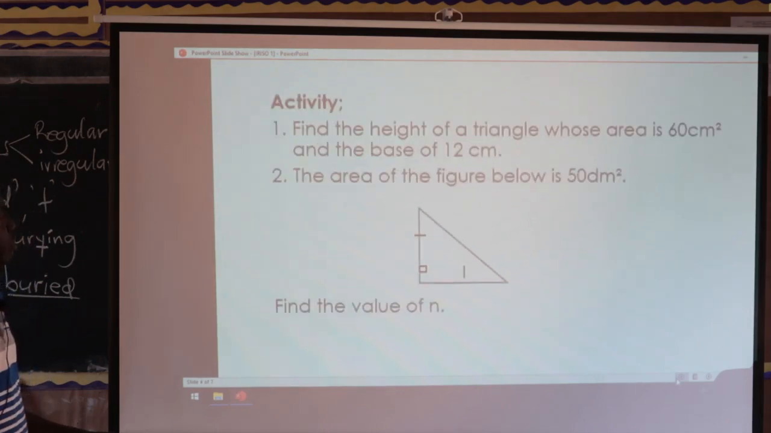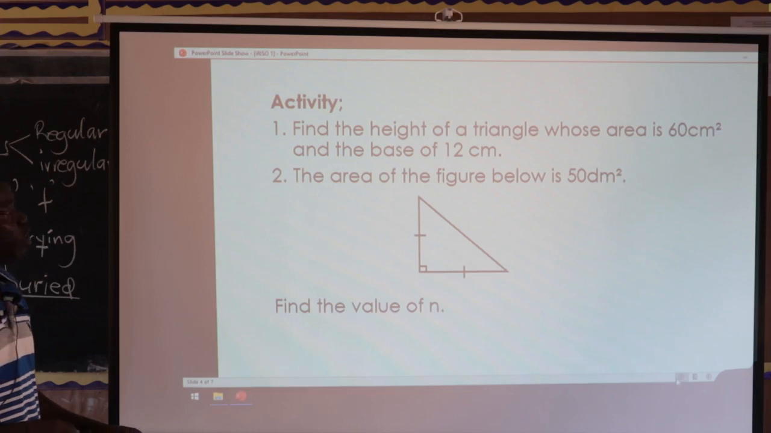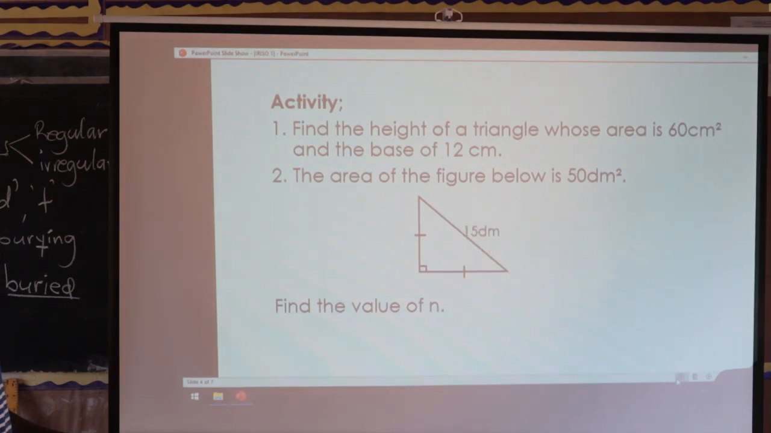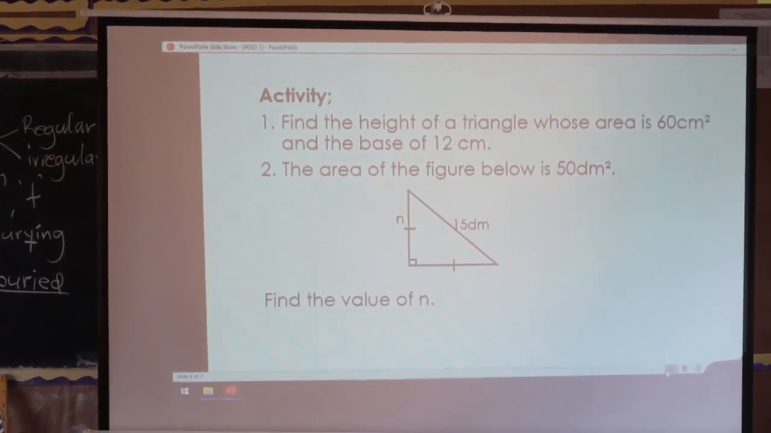So that is the activity I have for you. Number 1: find the height of a triangle whose area is 60 square centimeters and a base 12 centimeters. You have to do that. Number 2: the area of the figure below is 50 square decimeters. Find the value of n. This is our n.